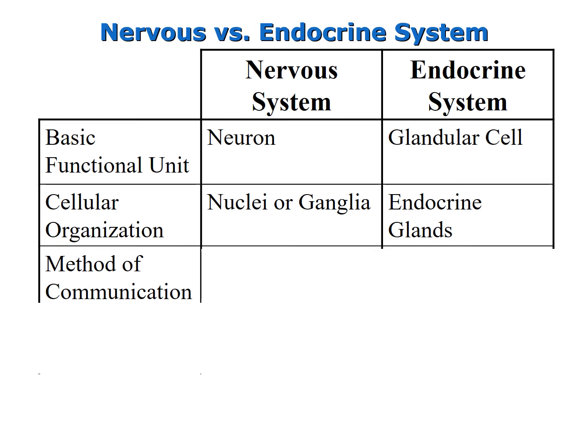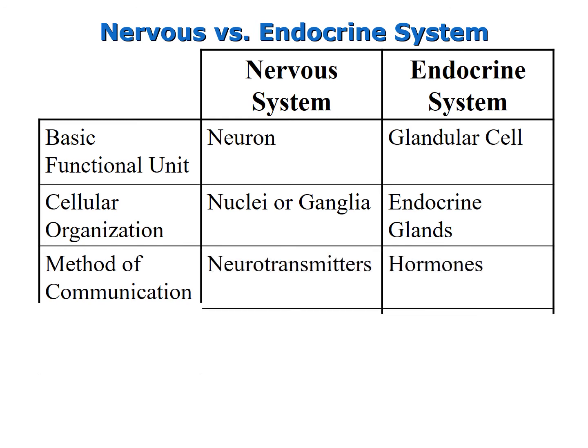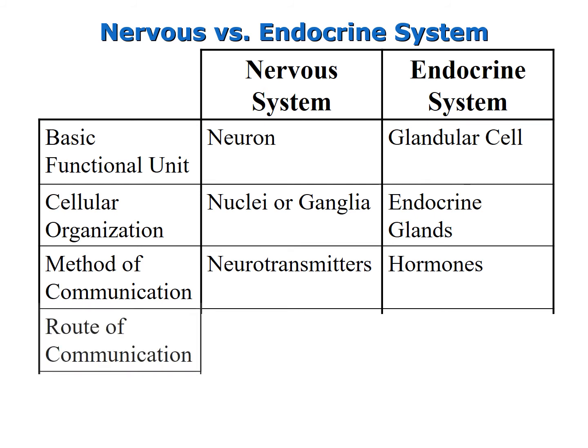In the nervous system, the method of communication was the release of neurotransmitters. Now, those neurotransmitters were released in response to action potentials that moved through the axons. But in order to excite or to affect a target cell, neurotransmitters were released into the synaptic cleft. In the endocrine system, the method of communication will be hormones. Hormones will allow the glandular cells of the endocrine system to communicate and cause changes in the target cells.